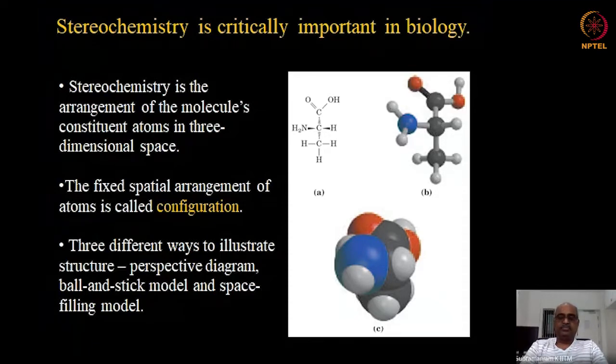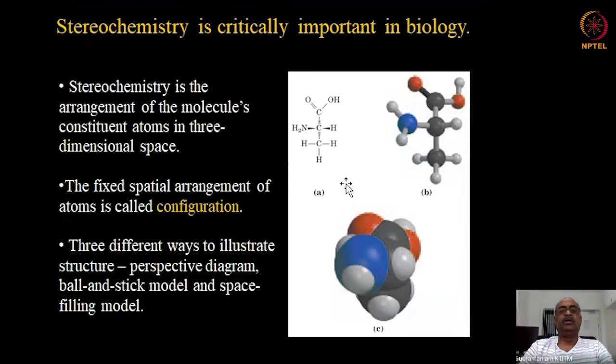The arrangement of these atoms in a molecule, we represent in at least three major ways. One of them is the drawing that you see here, which we call the perspective diagram. The perspective diagram tells you what atoms are bonded to what other atoms, and also whether a given group is projecting in one direction compared to the other. For example, this hydrogen and this amino group are projecting forward. That is indicated by the dark arrow.